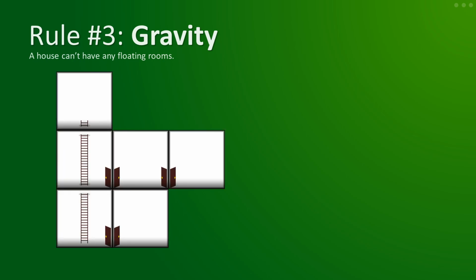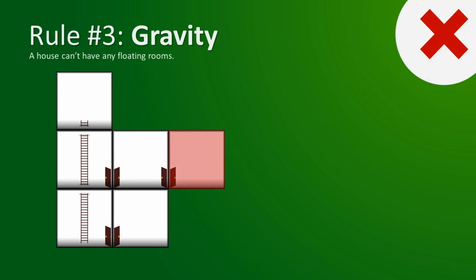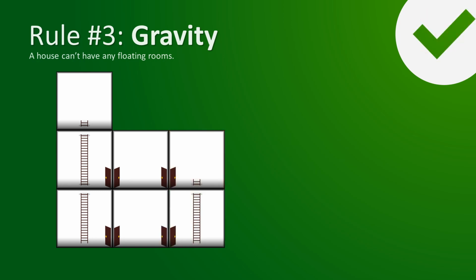The door rule and the ladder rule are both observed in this house. However, that red room over there is floating above the ground and we cannot have that, so this house is invalid. If we want to comply with the gravity rule and make the house valid, we just have to add a room underneath that red room and we're fine.